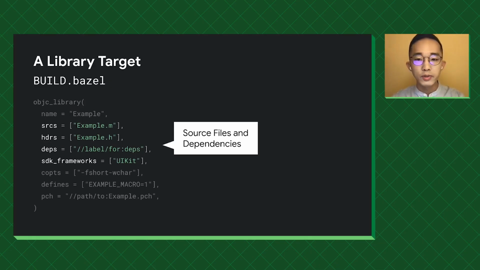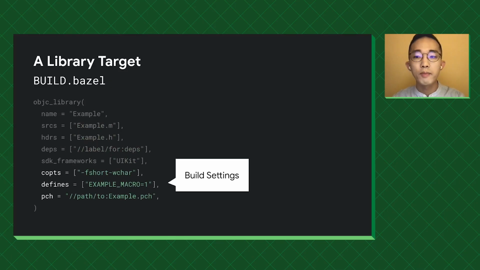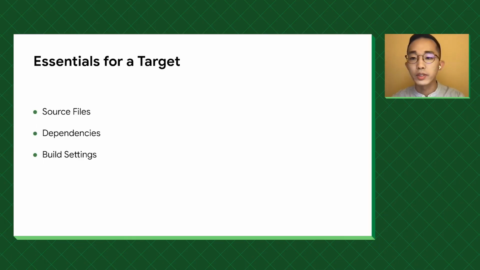The other part is the build settings, which control how the compiler works, like the macros and toggles for certain compiler features. To summarize, as long as we can figure those out, we can generate a build file.